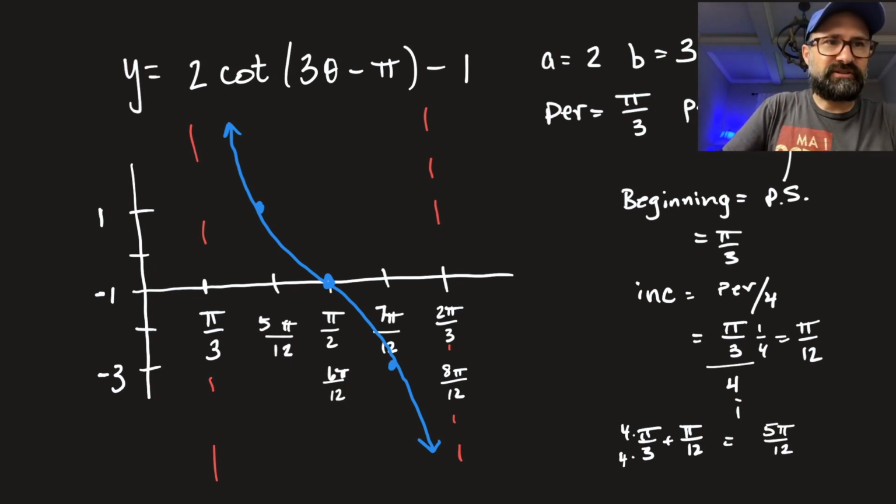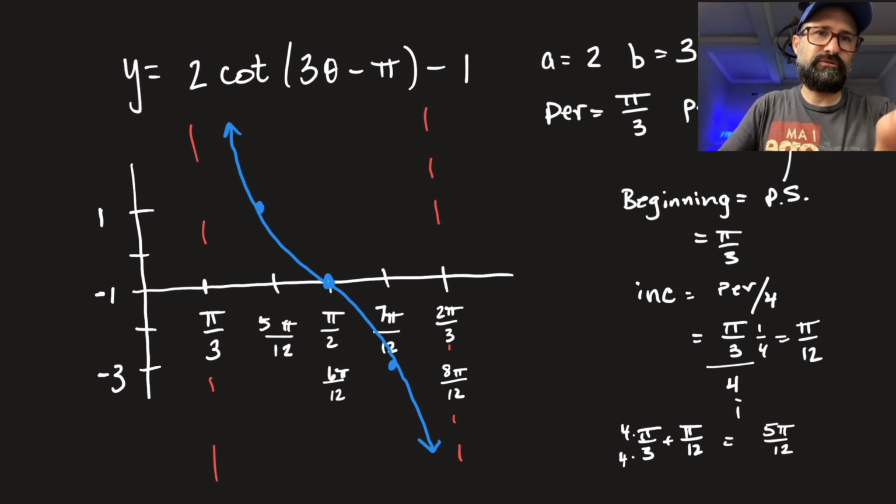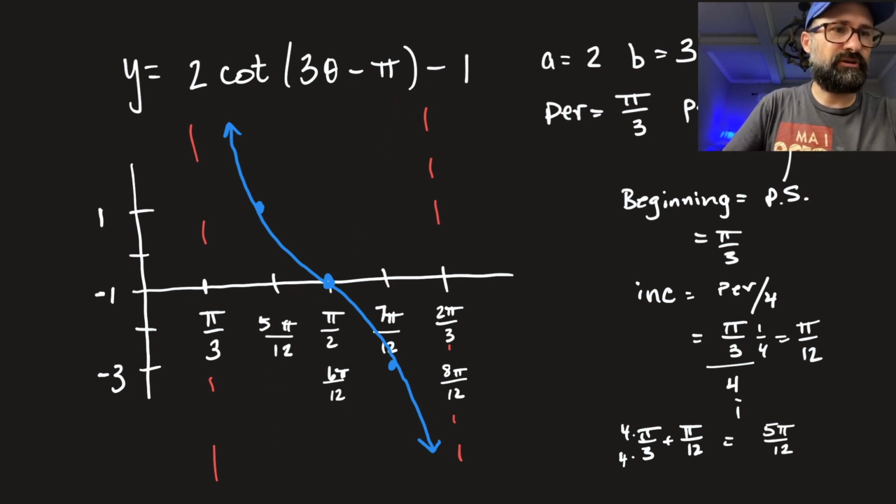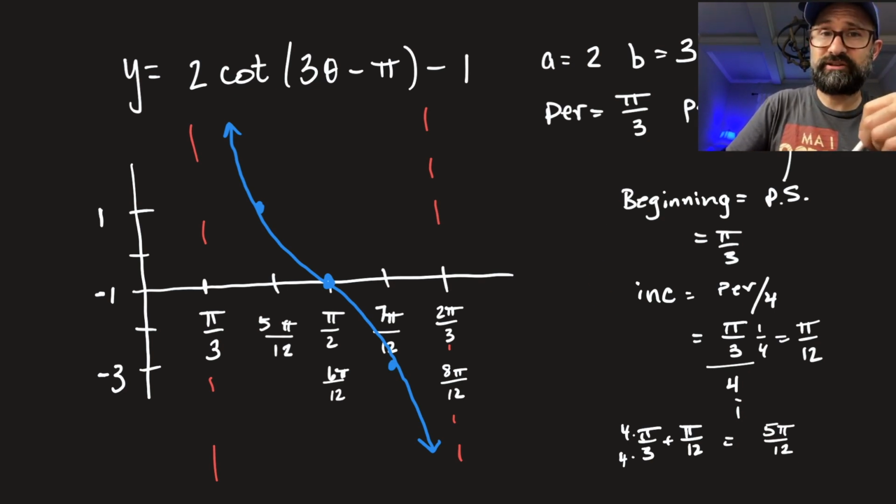I hope this really makes a lot more sense. If you've gotten tangent down or had a lot of experience with tangent, knowing the pattern that it takes is the only new thing, right? Cotangent goes from the top left down to the bottom right. Tangent would be up like this. Of course, it's a different shift as well. But if you remember the beginning and the increment, just like we do with sine and cosine, then we can bank on what we've done in the past to make this a much easier task to handle.